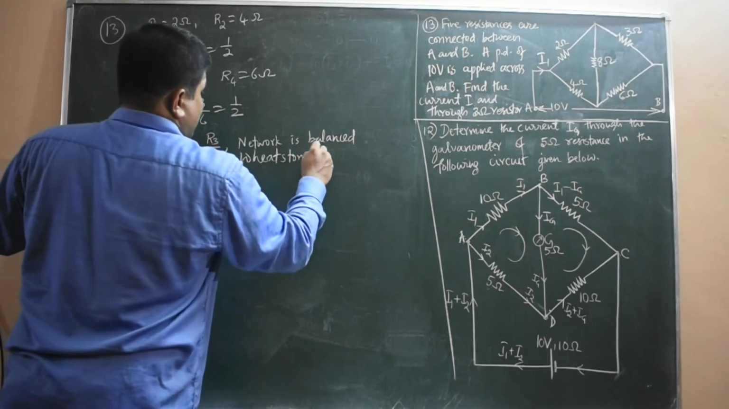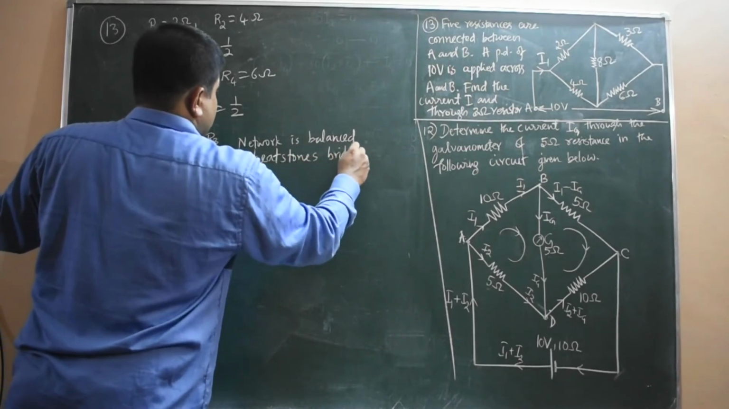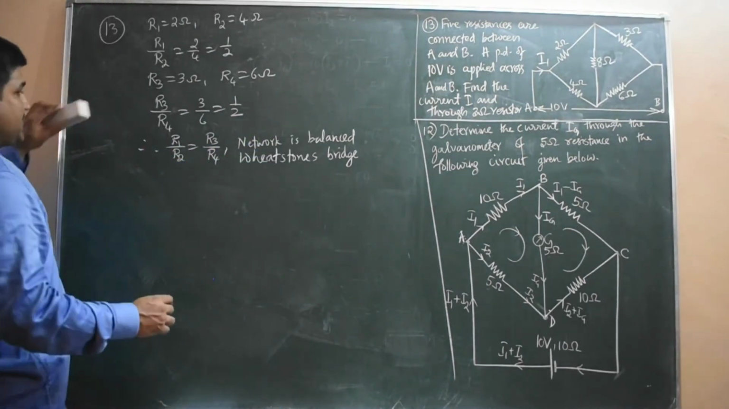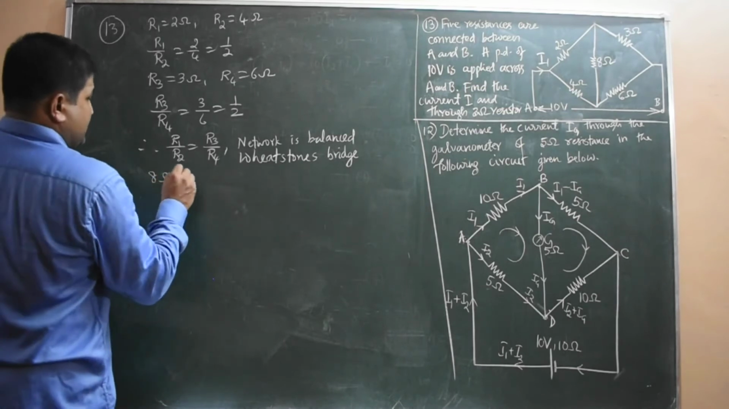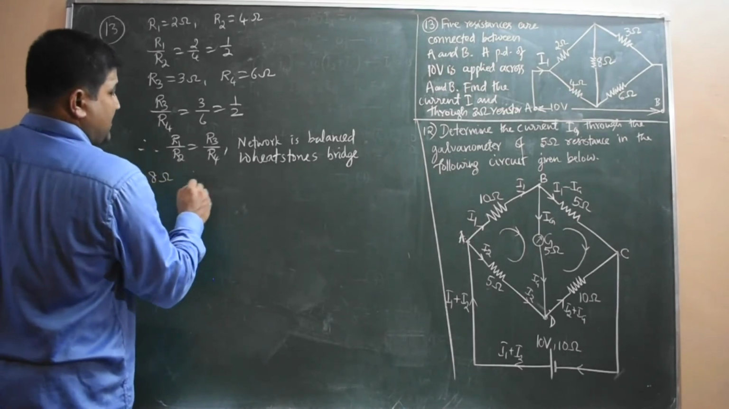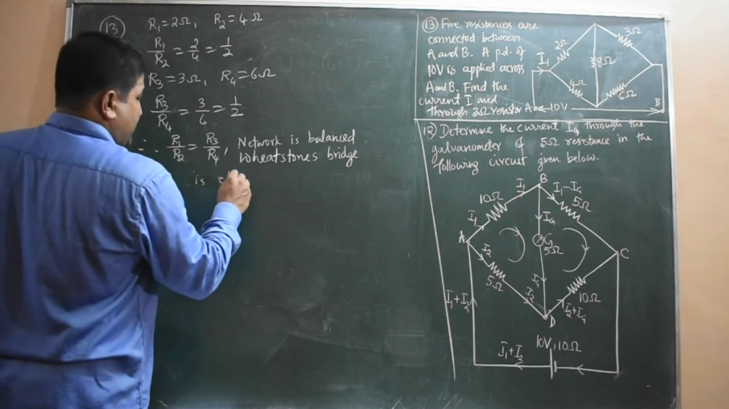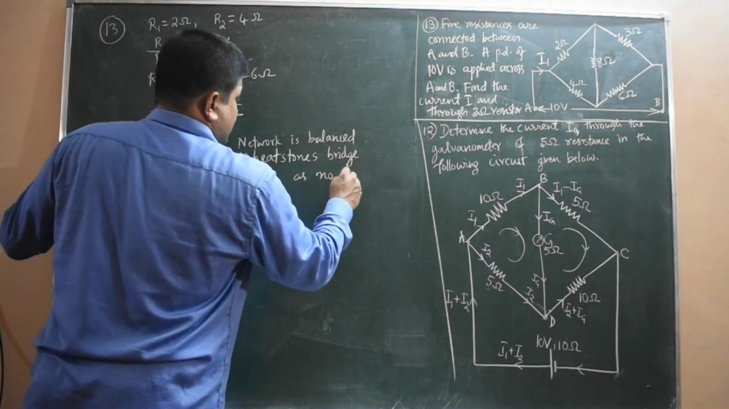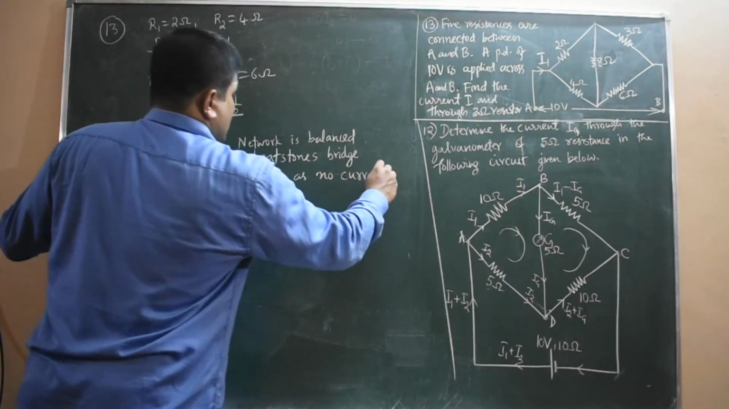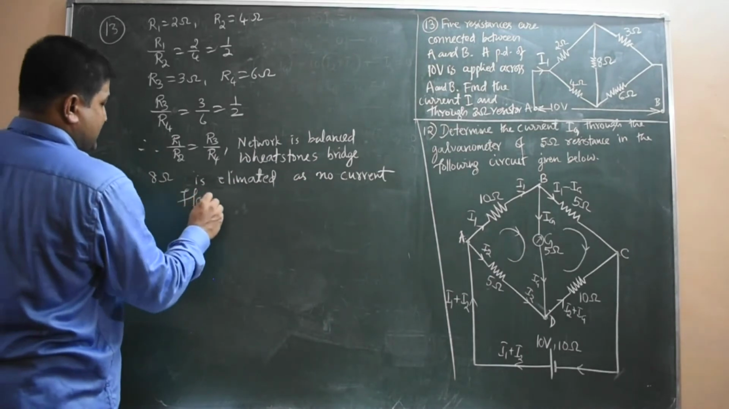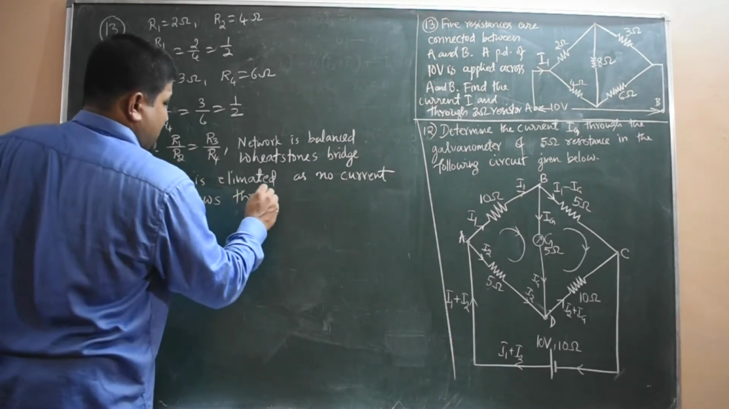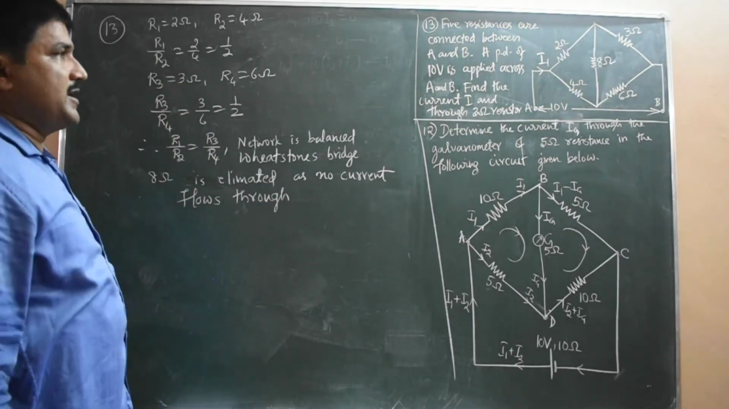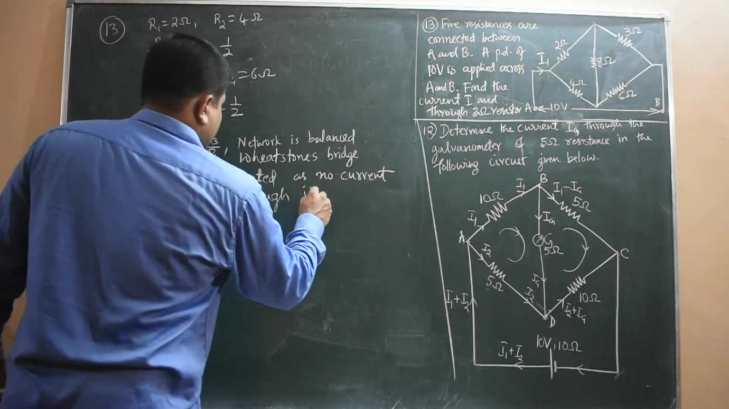So in case of a balanced Wheatstone bridge, we can simplify this by eliminating the galvanometer branch. In such a case, the 8 ohm resistance is eliminated, as no current flows through that branch. So 8 ohm resistor, there is no current. Whenever it is a balanced Wheatstone network, in the galvanometer branch there will not be any current through it.